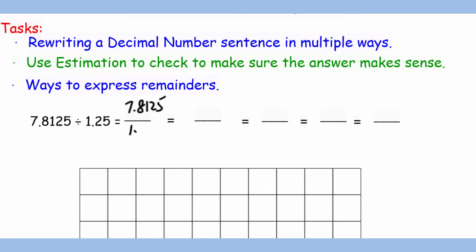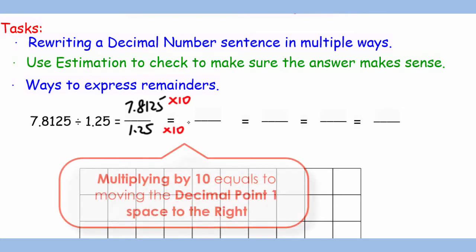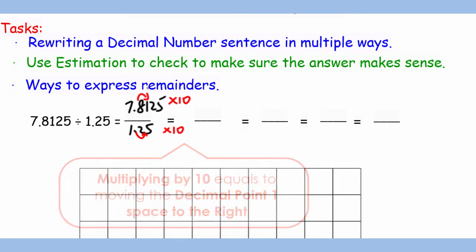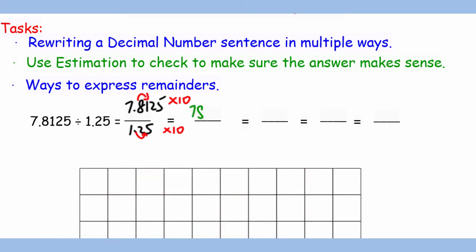7.8125 over 1.25. So our job is to change it into different formats by timesing it by tens, where if you times it by 10, it's basically moving the decimal one place over to the right, which gives you 78.125 over 12.5. Continuing the same pattern by timesing both by 10, you will move the decimal point one place over again to the right, which will give you 781.25 and 125 at the bottom.